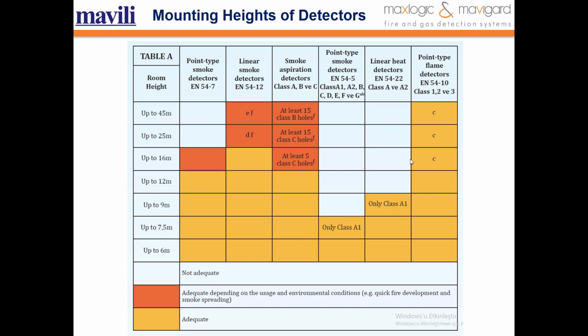As you can see from the table, according to the EN54 version, optical smoke detectors can be used up to 12 meters. They can even be used up to 16 meters depending on usage and environmental conditions. Similarly, air sampling detectors can be used, and heat detectors up to 7.5 meters. However, the use of beam detectors is recommended for the healthiest detection above 7 to 8 meters.